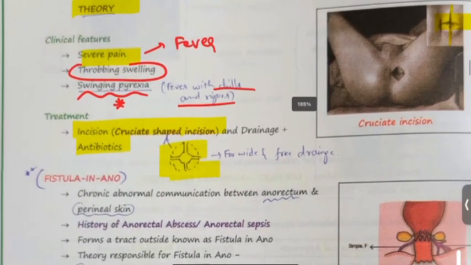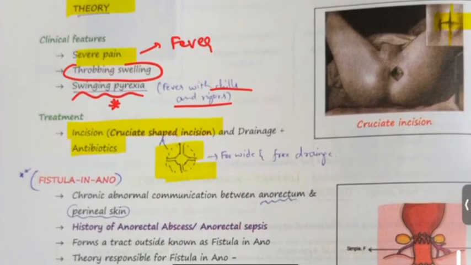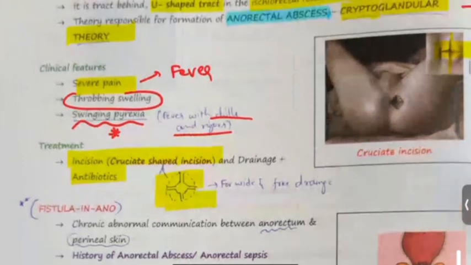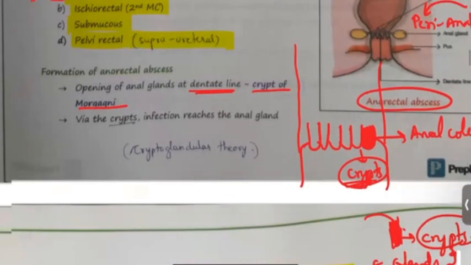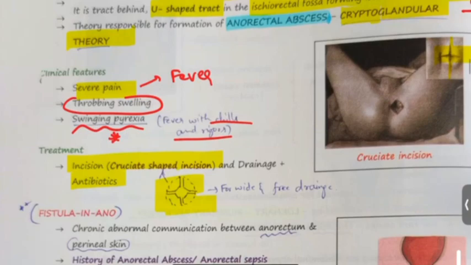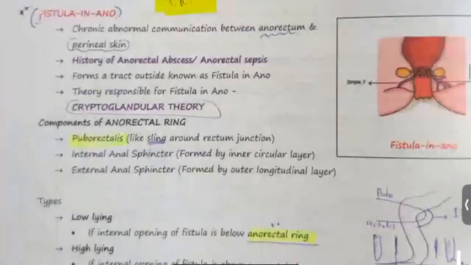So the main thing about anorectal abscess is how the abscess is happening and why it is happening. Because of crypts, and these crypts have anal glands opening over there. Because of infection in the crypts, it will spread to glands, and from there it will spread to the perianal region or ischiorectal fossa, or it can spread above the levator also, and that is called supralevator. So this was about anorectal abscess.